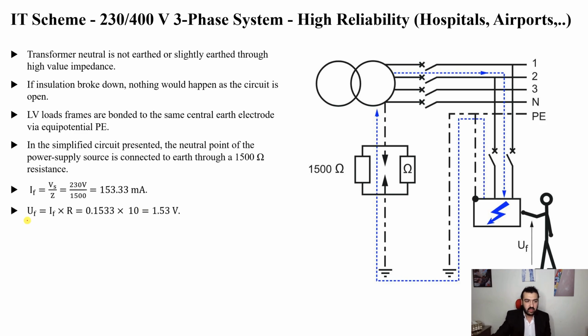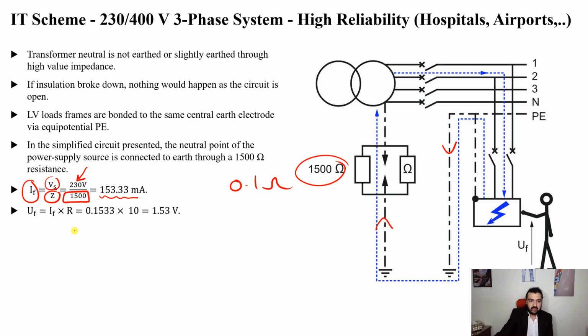So let's go like this. I fault equals V supply divided by Z, the impedance. 230 volts for the supply, divided by Z, 1500 ohms. All of the other parts have an impedance, but it's very small, like 0.1 ohm, very small for the phase conductor and the protective earth compared to this high impedance. So we can neglect the rest of the circuit. Now, if we divide these two, the I fault will be 153.33 milliamperes. This is the current flowing like this.